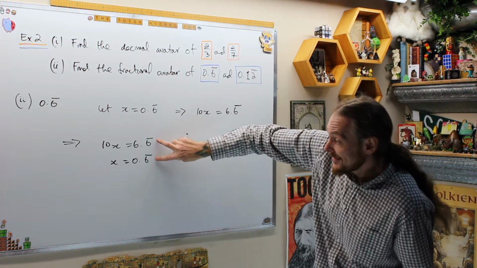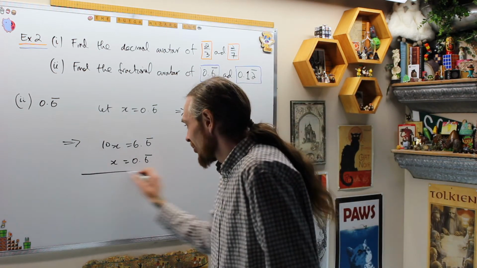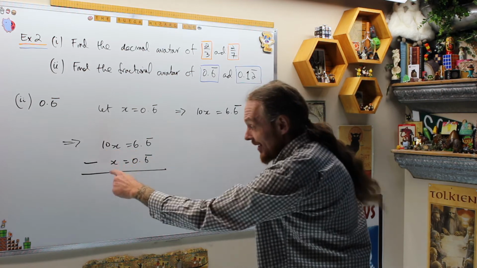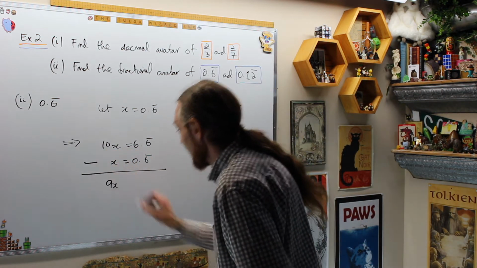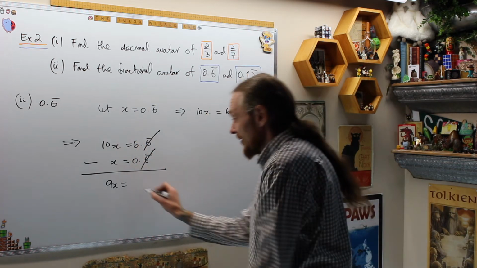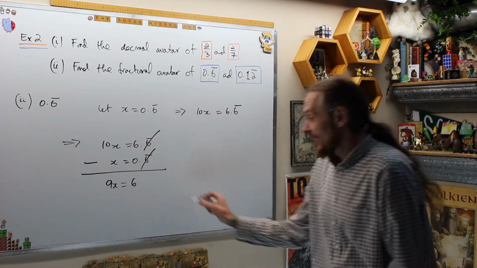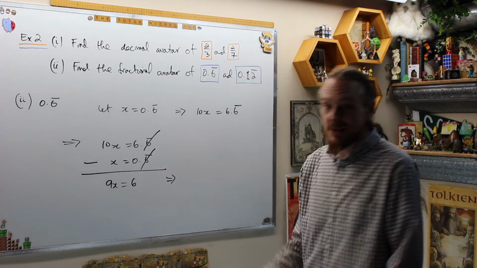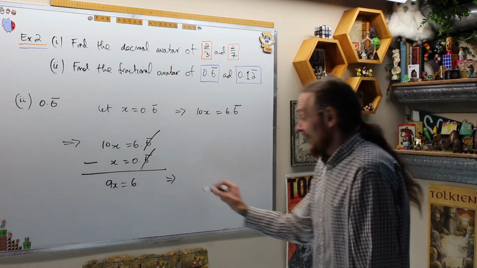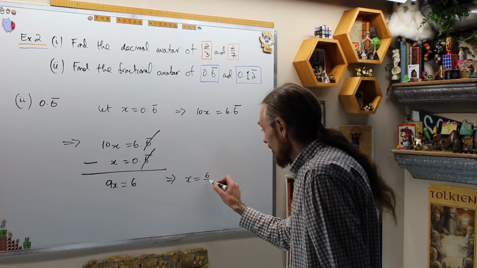I have two numbers that have the same repeating part. Now I subtract them, and I get 10x minus 1x is 9x. These are going to cancel, and then we're going to equal 6 minus 0 is 6. Oh, and what does that say? Solve for x. This is one equation and one unknown. Since a is non-zero, which is a 9, I can invert, and this tells me that x is 6 over 9.